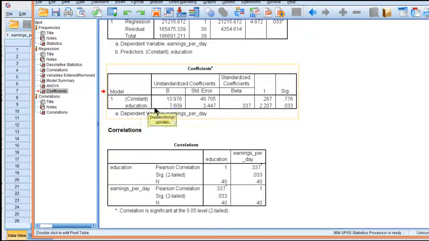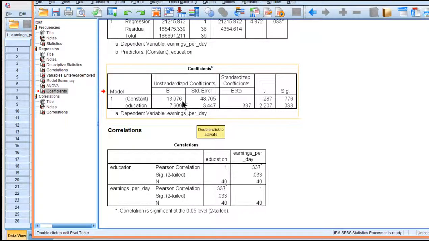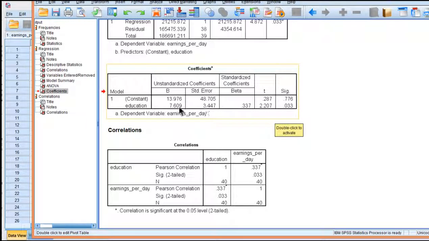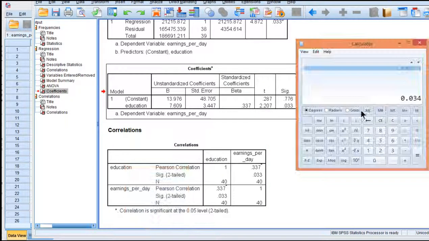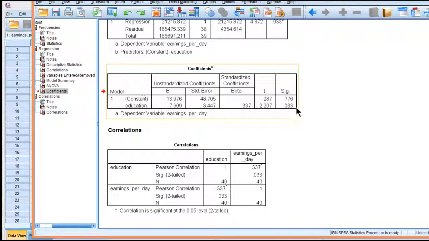And then you have education, which is the independent variable, and the unstandardized beta weight is equal to $7.61, rounded. So for each unit increase in education, there is a $7.61 increase in earnings per day. That's what the unstandardized beta weight is. And here's the unstandardized beta weight standard error, and here's the t-value for that unstandardized beta weight. Just to remind you about statistics, if you divide the point estimate by the standard error, you get the t-value. And then that t-value with the degrees of freedom is tested for statistical significance.